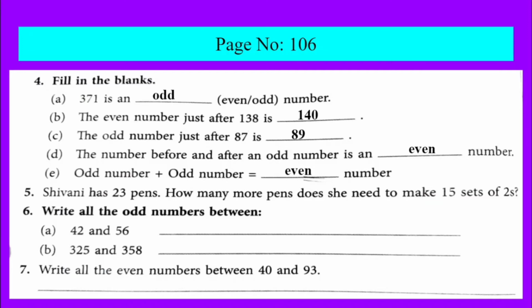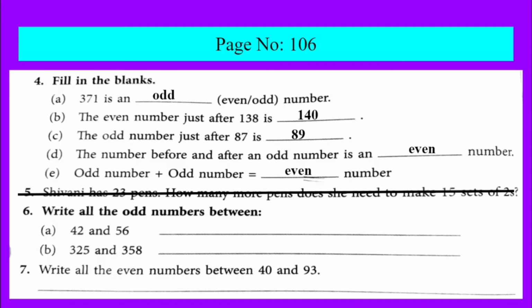Now children, we will not do question number 5. So cross out the question number 5 over here. Now let's do question number 6. Write all the odd numbers between A part 42 and 56. So children, here we have to write all the odd numbers between 42 and 56. So let's start by doing forward counting and write all the numbers here.